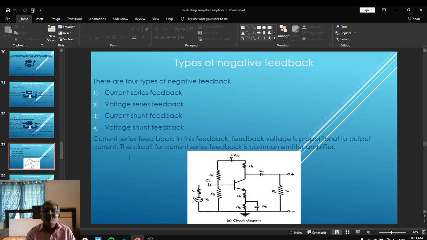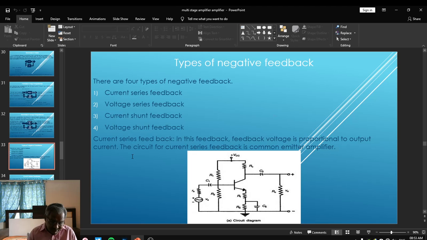Out of that, we are going to study details regarding the current series type of feedback, whose details are expected to be covered in your syllabus. As we already studied, current series feedback is the feedback in which feedback voltage is proportional to the output current. Such a type of amplifier is the common emitter amplifier, a very good example of current series type of feedback.